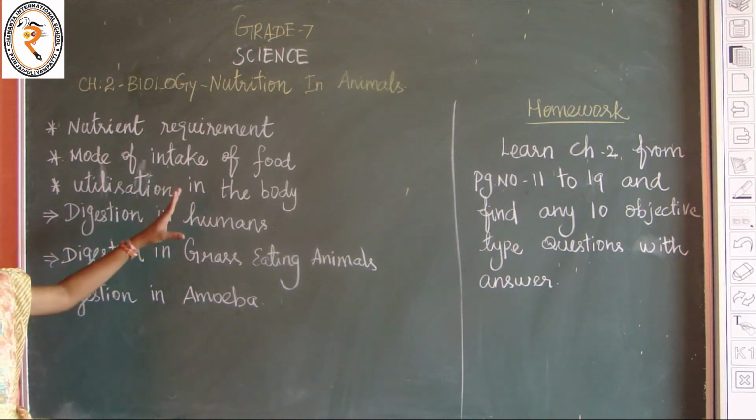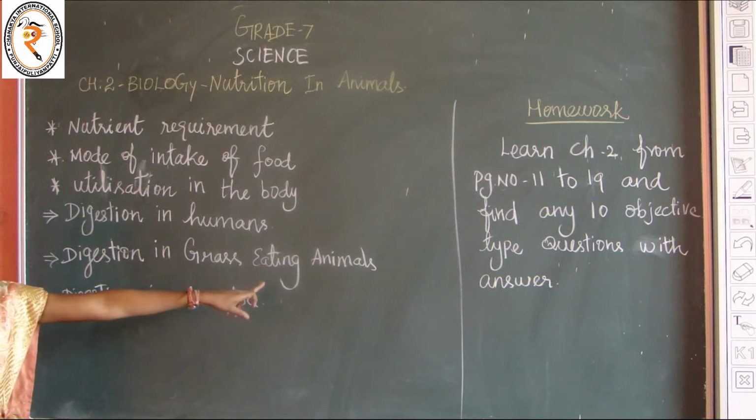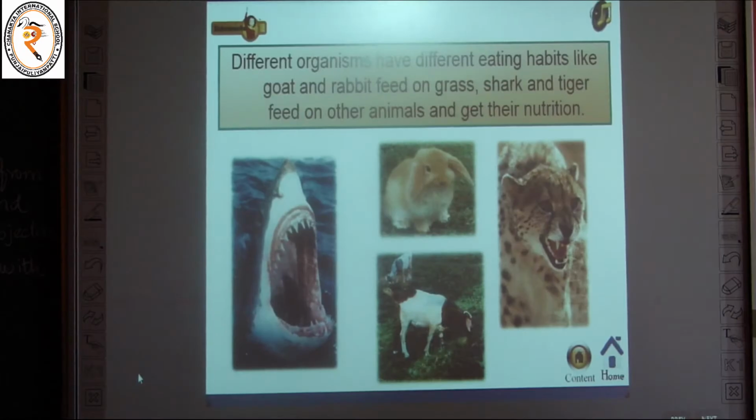Nutrition in animals includes nutrient requirement, mode of intake of food and utilization in the body. In this chapter we discuss digestion in humans, digestion in grass eating animals like horse and cow, and digestion in amoeba. Actually amoeba is a single-celled microorganism. We cannot see the amoeba with our eye. We can see it with the help of a microscope only. It lives in pond water.